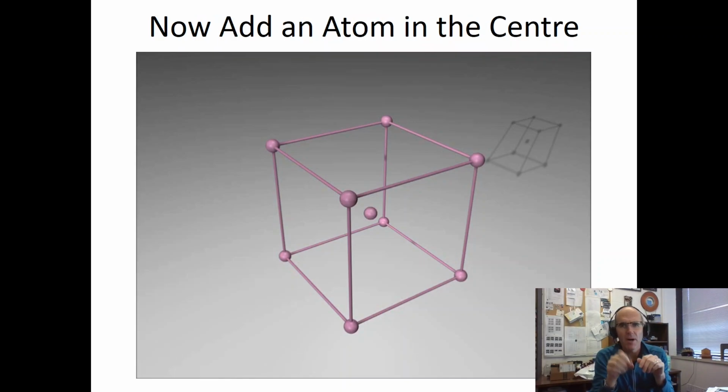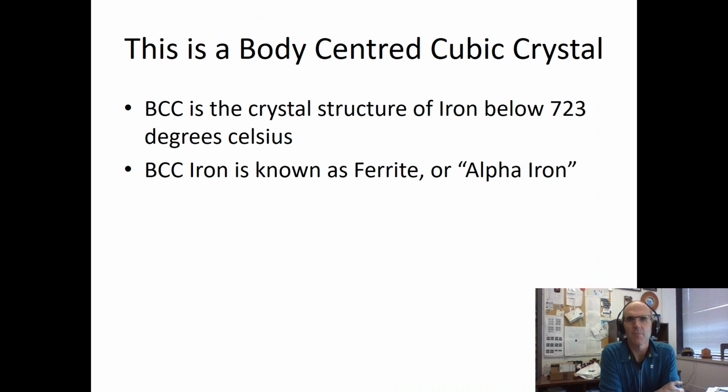However, a body-centered cubic crystal structure will also tuck one atom into the middle. Okay, so we've got a cube, and tucked in the middle, we've got another atom in there. So this is our body-centered cubic crystal structure, and this is the form that iron is in below 723 degrees Celsius. We're going to come back to that 723 degrees Celsius quite a bit, and a little bit later on I'm going to show you a phase diagram that shows you why it's so important.